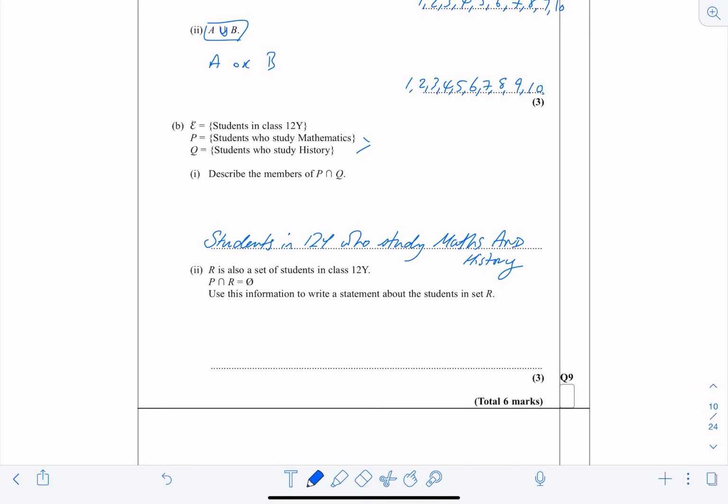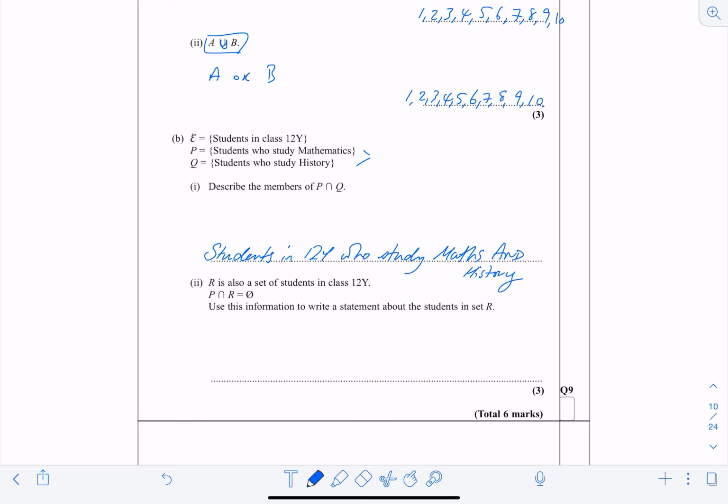R is also a set of students in class 12Y. P intersect R is the empty set. So that means no students studying maths are a member of the set R.